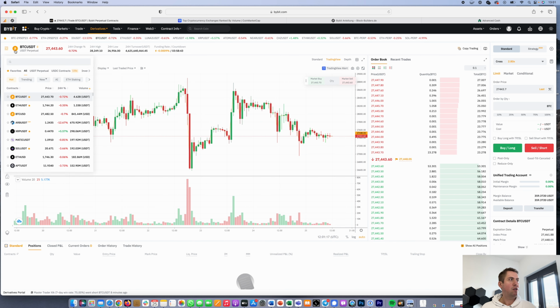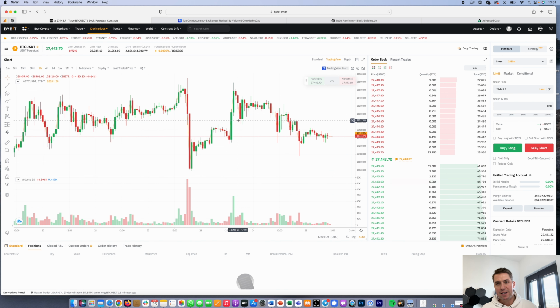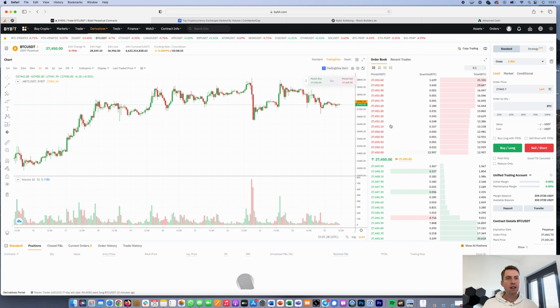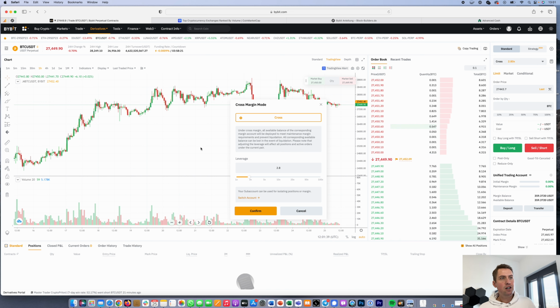And we are now at the BTC USDT perpetual contract, and you can see it basically looks very similar to the spot trading. You have the chart here, you can change the candles here, the order book, all the sell orders, all the buy orders in green, and here you have your positions. So here you can select your leverage, and I wouldn't recommend using a higher leverage than 3.